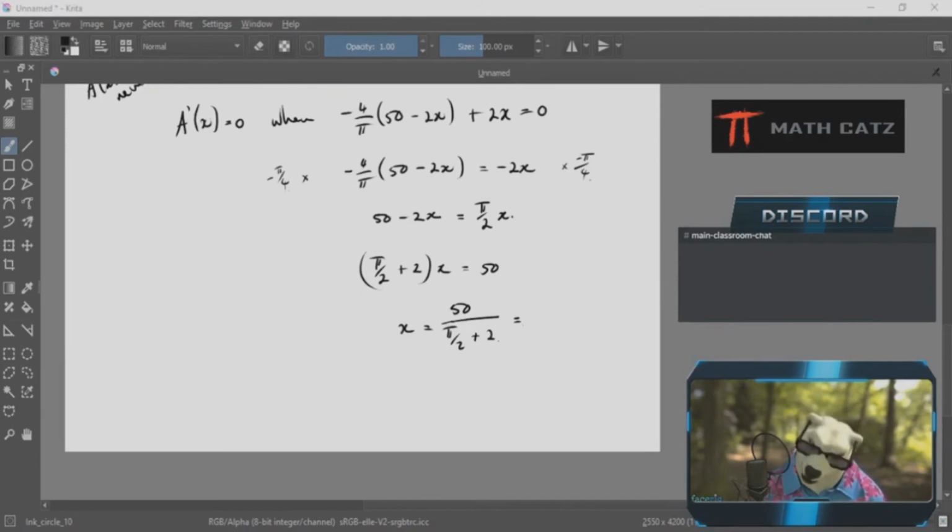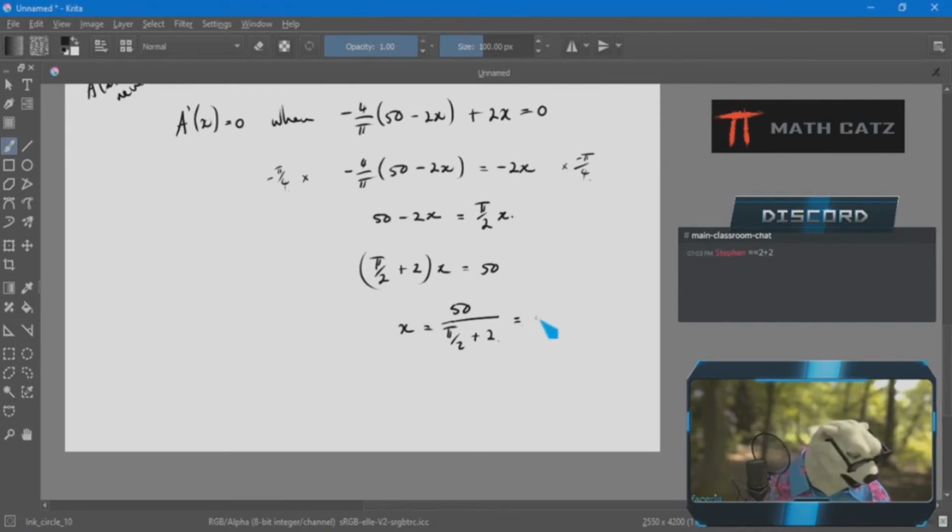just see what the decimal version is. When I present it, the decimal version is nice. So let's see here, 50 divided by bracket pi over 2 plus 2, close the bracket. What do I get? I get 14.0025 if I round it.